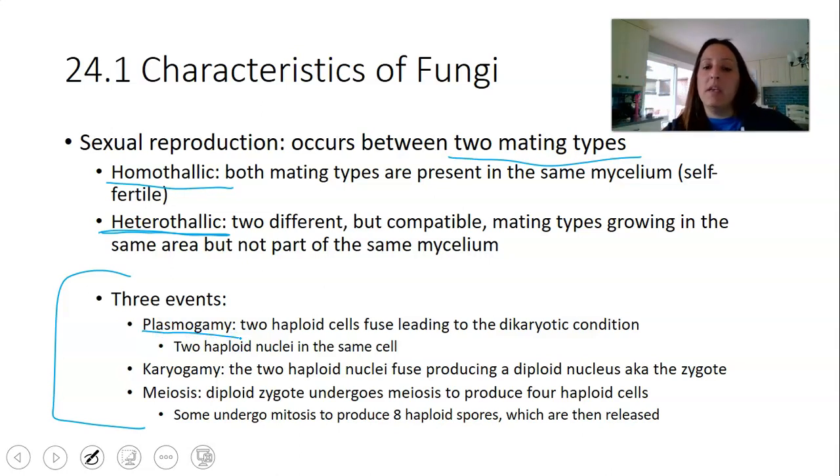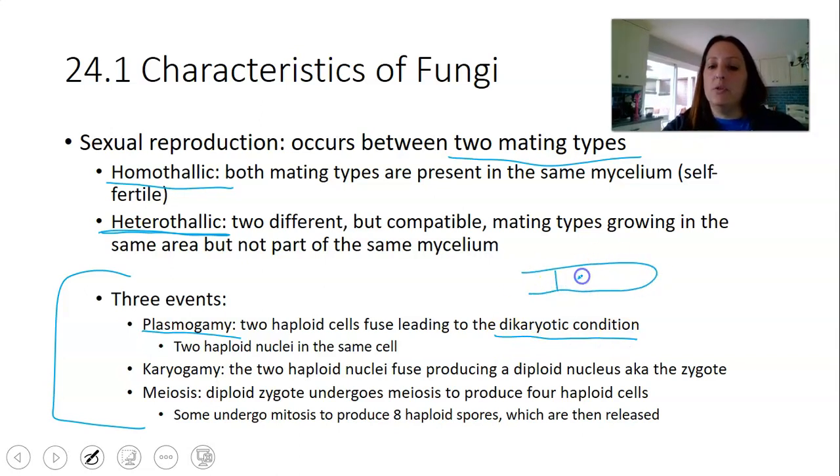And what we end up with here is the dikaryotic condition. Remember, here's my hyphal strand, two nuclei within the same cell. We had two monokaryotic haploid cells, they fuse, and we get one dikaryotic cell, okay? Which means two nuclei in the same cell. The next event could happen really quickly, or there could be a little bit of a lag in between plasmogamy and the next step.